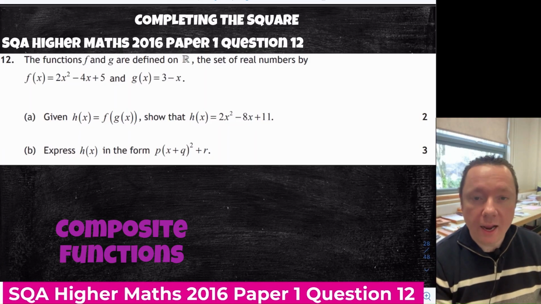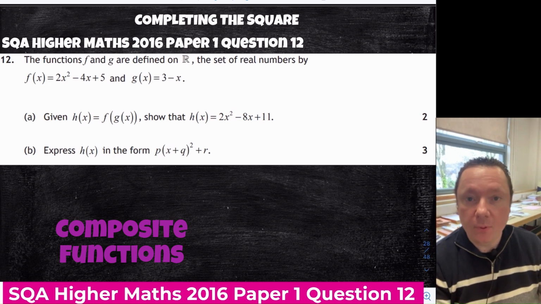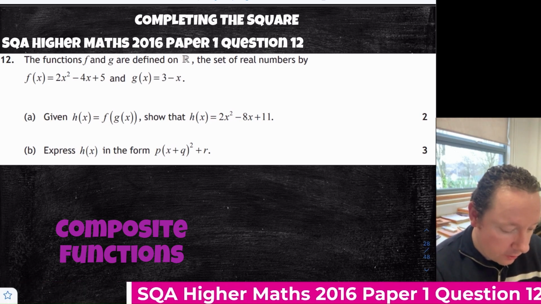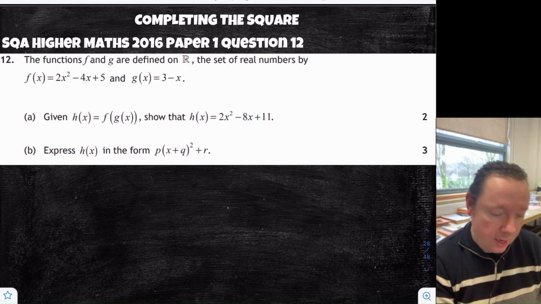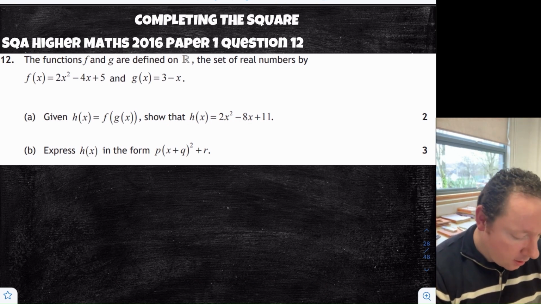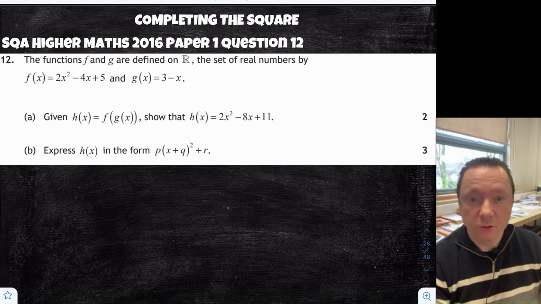Completing the square, SQA Higher Maths 2016, paper 1, question 12. Functions f and g are defined on a set of real numbers by f of x is 2x squared minus 4x plus 5. g of x is 3 minus x. Part A, given that h of x is f of g of x, show that h of x equals this. So find f of g of x.